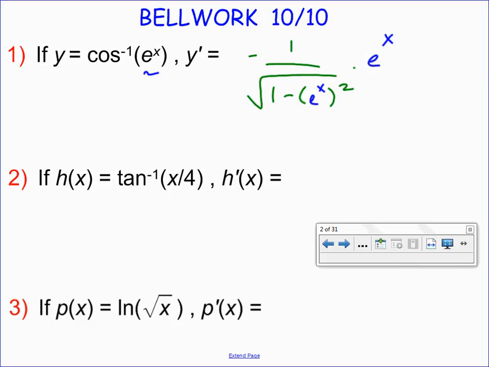We could make that a little prettier. We could say, negative e to the x over the square root of 1 minus e to the 2x, maybe? And we probably put that negative out front of the fraction bar. I just put it here because I was worried about making it fit on the slide.